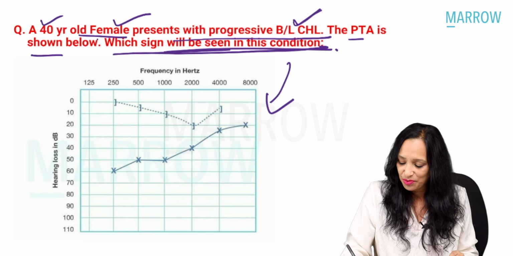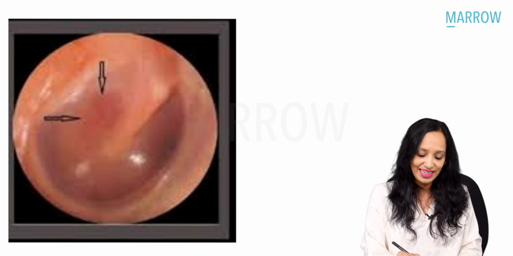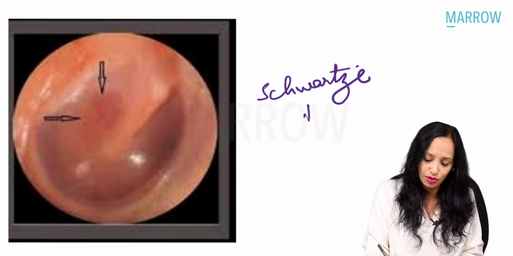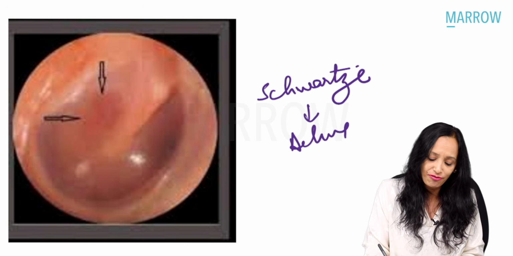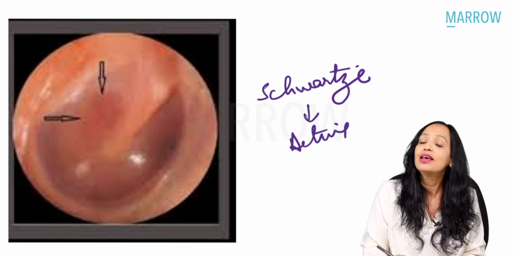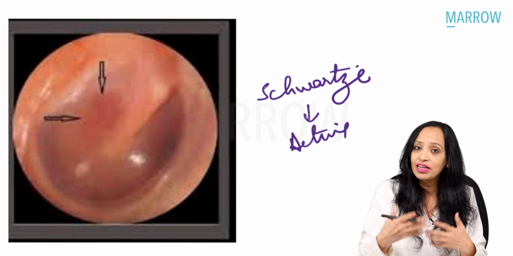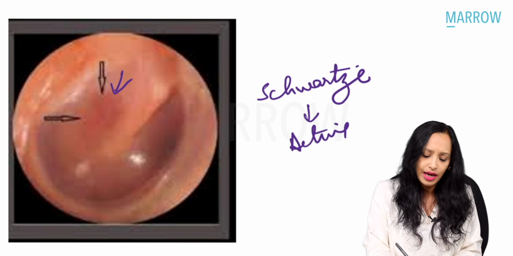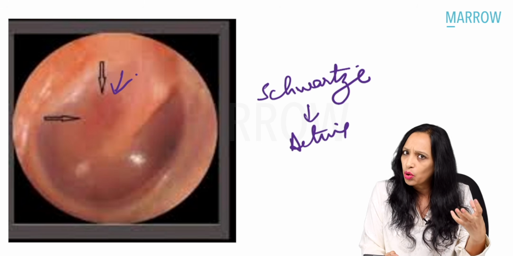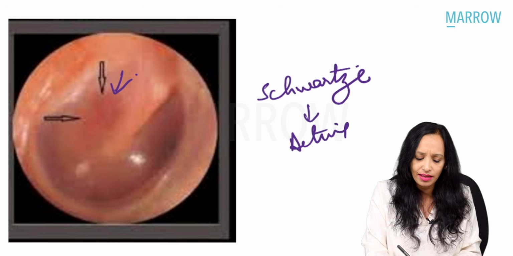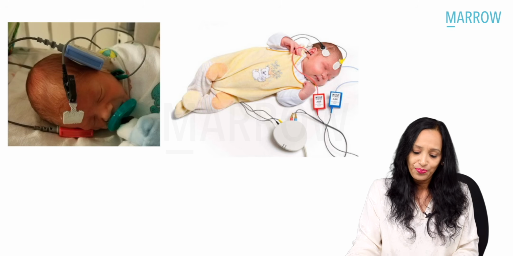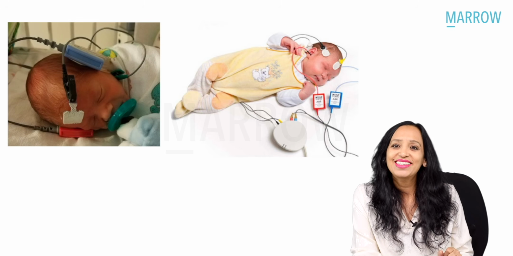Schwartz sign. What is Schwartz sign? Schwartz sign is seen in active otosclerosis, and that is the flamingo pink appearance. That can be because of the increased vascularity on the medial wall, which can be seen usually in the posterosuperior part where we have the oval window area, or it can be seen in the round window area or the promontory also.